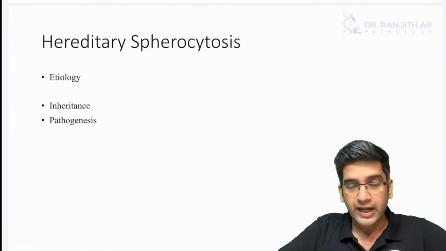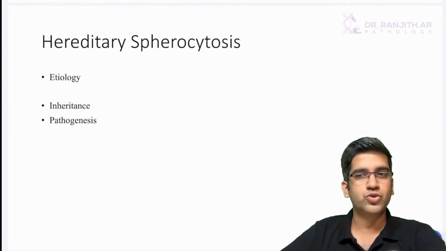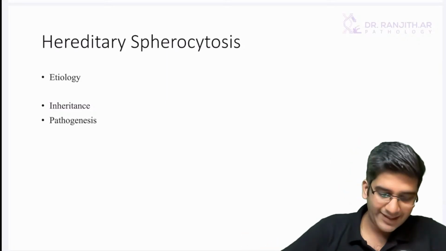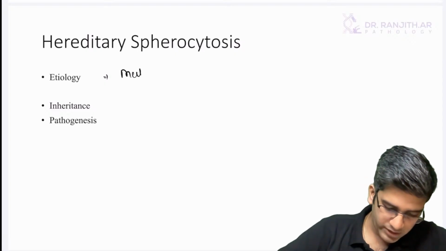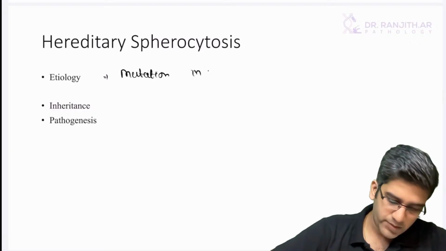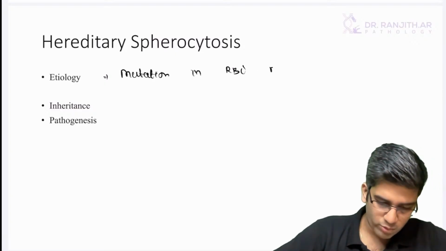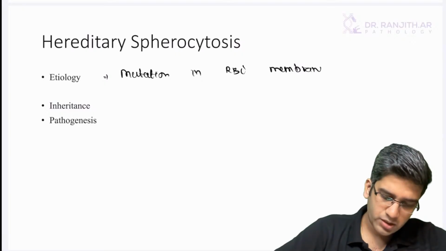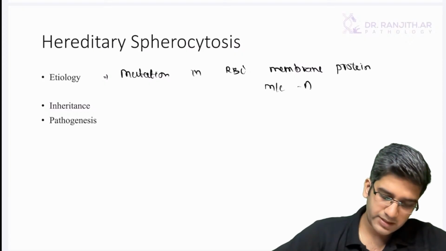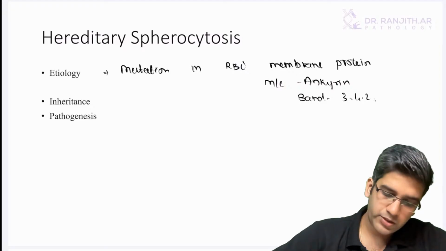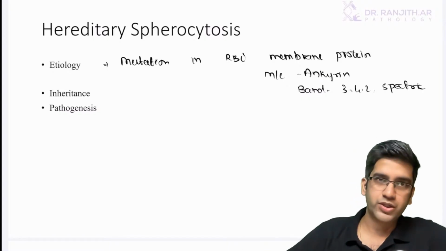Okay, let's go to this. I want you guys to be actively involved as usual because I'm sure most of you know the answer for all these headings, right? What do you think is the etiology for HS? Etiology is a defect or mutation in the RBC's membrane proteins, right? There are multiple proteins. I'm sure you know the most common is ankyrin, and apart from that you can have band 3, band 4.2, and spectrin as well. It can be anything, but the most common is obviously an ankyrin mutation or ankyrin loss.